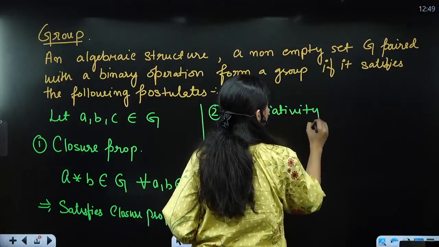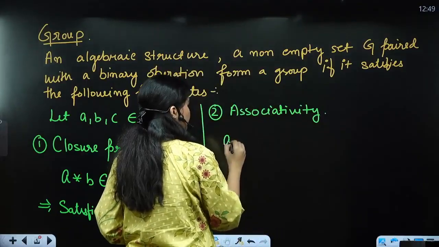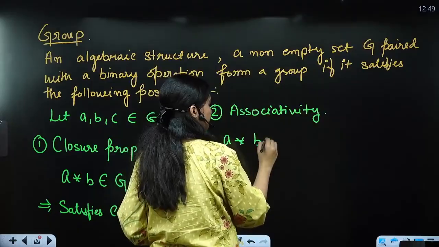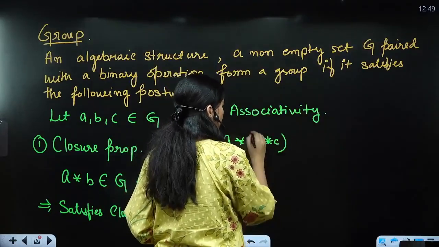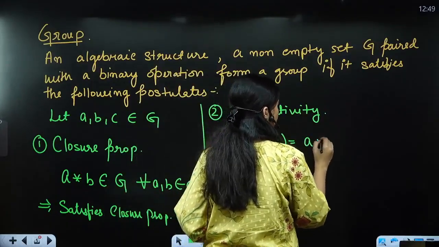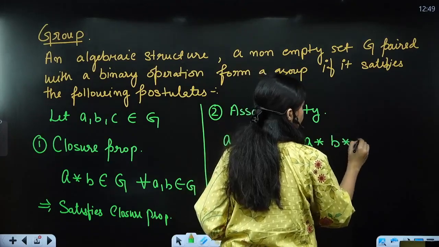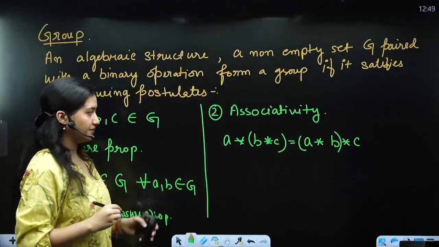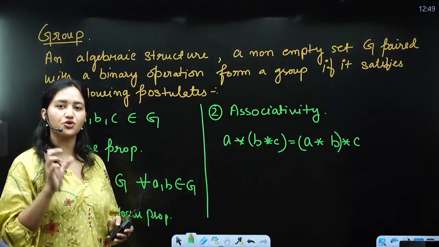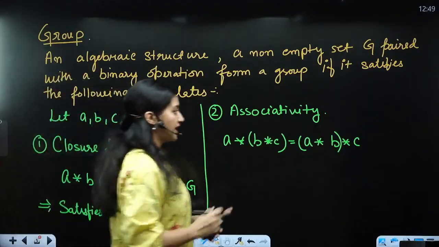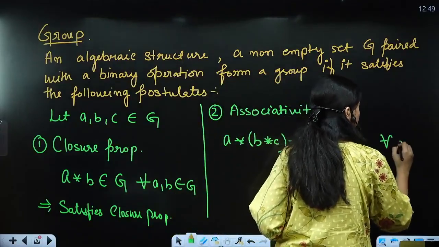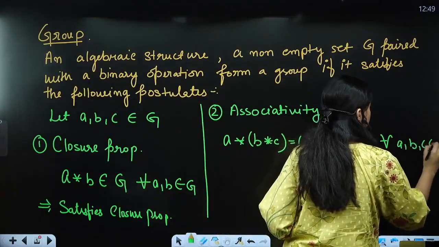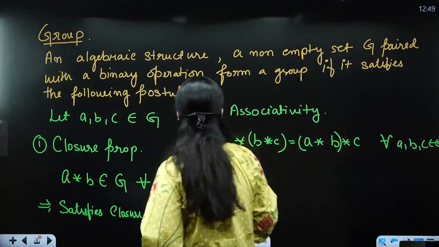Now second, we have associativity. What is associativity? It does not matter in what order I am applying the binary operation, the answer should always be the same. That means for this equation, LHS should always be equal to RHS, and this should be true for all A, B, C belongs to G. Clear?